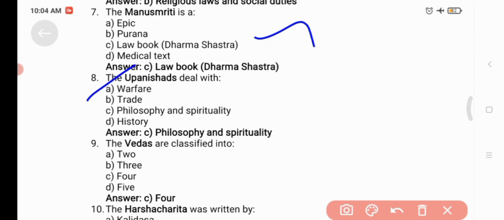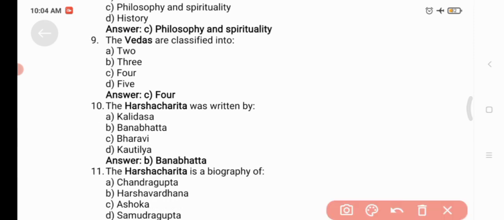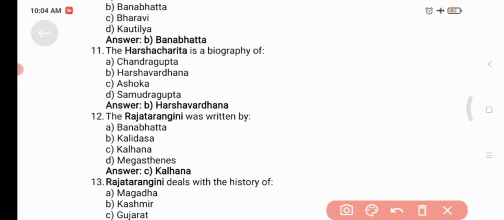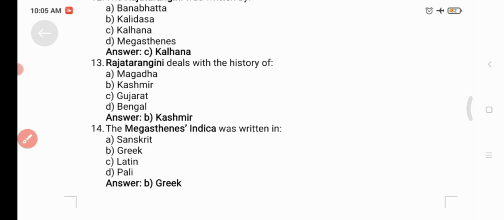The Upanishads deal with option C, philosophy and spirituality. The Vedas are classified into option C, four. The Harshacharita was written by option B, Banabhatta. The Harshacharita is a biography of option B, Harshavardhana. The Rajatarangini was written by option C, Kalhana. Rajatarangini deals with the history of option B, Kashmir.